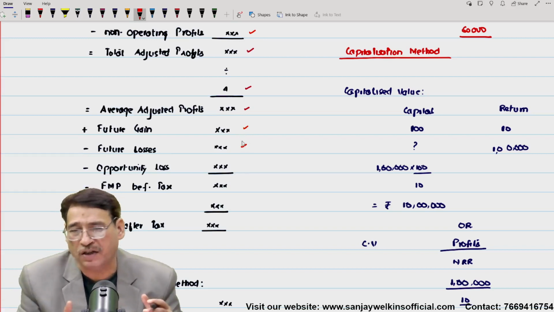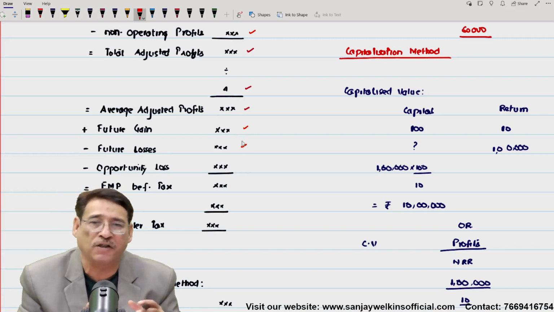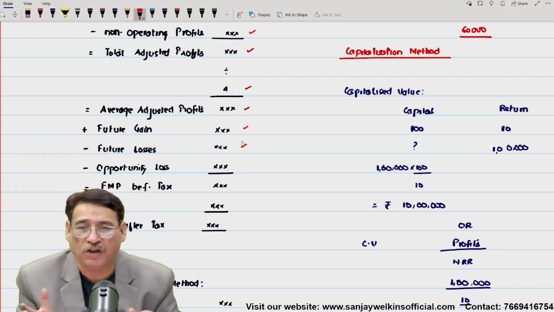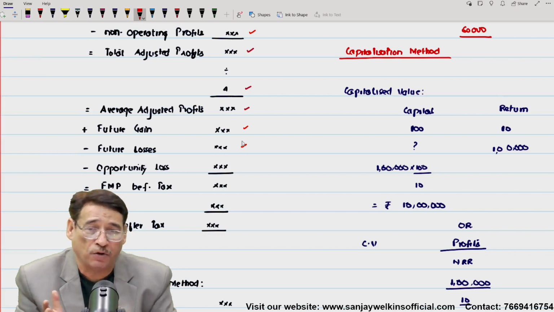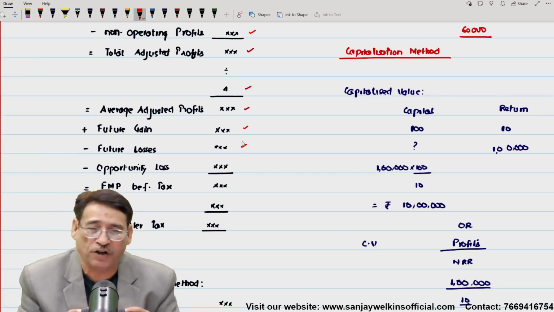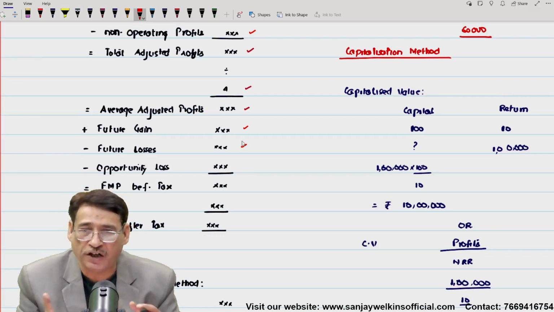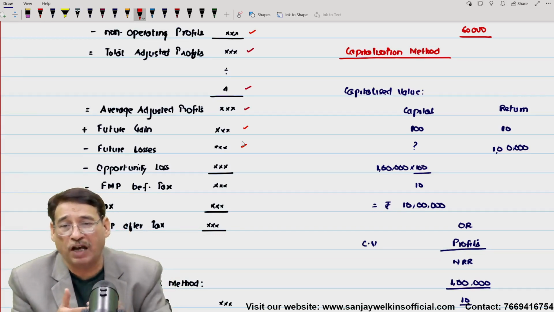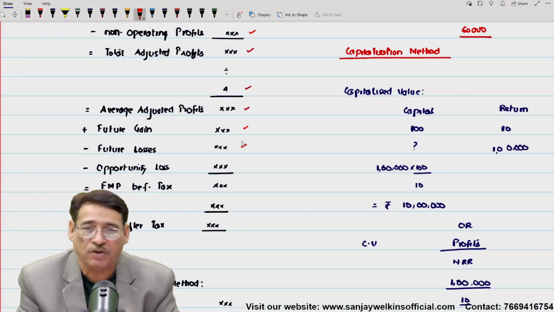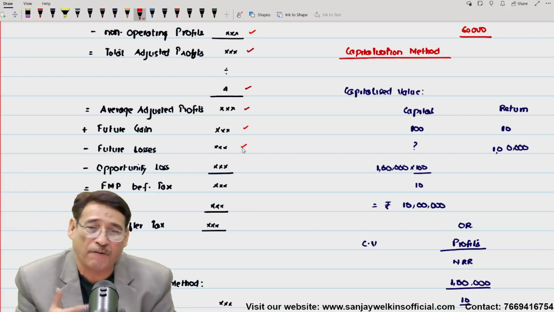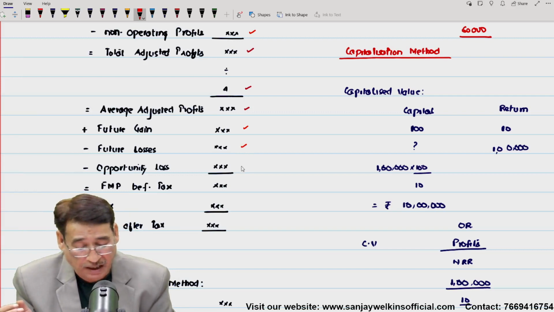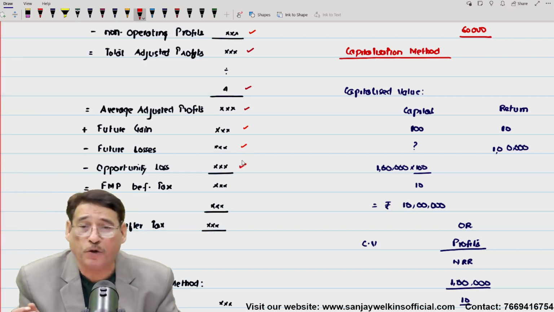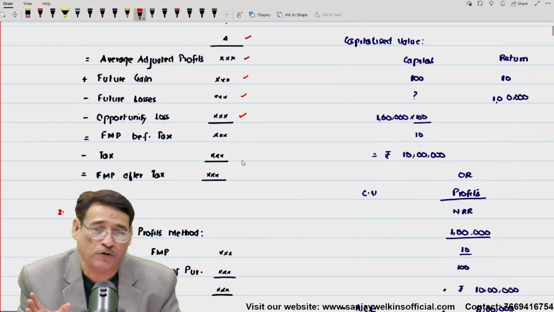Future losses in the sense that, for example, the purchasing party might tell to the selling unit that in order to run your business more efficiently and more proficiently, I may need actually some, let us say, more staff. So quite obviously, then I will have to incur some more expenses. So such future losses will have to be subtracted. And secondly, opportunity loss. What we mean by opportunity loss?